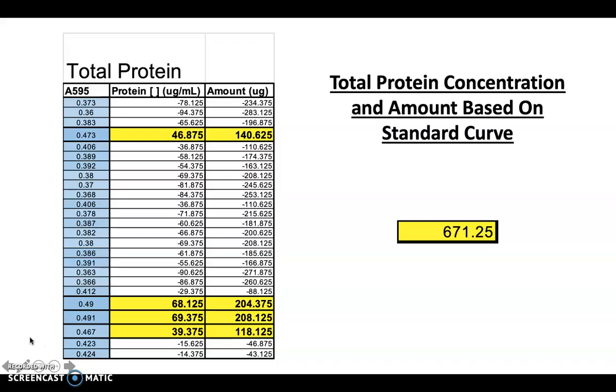To find the amount of protein per fraction, we multiplied the concentrations by 3 milliliters to get the amount in micrograms. To calculate the total protein, we ignored the negative values, which means making them 0, and added up the highlighted fractions in the last column. The total protein ended up being 671.25 micrograms.